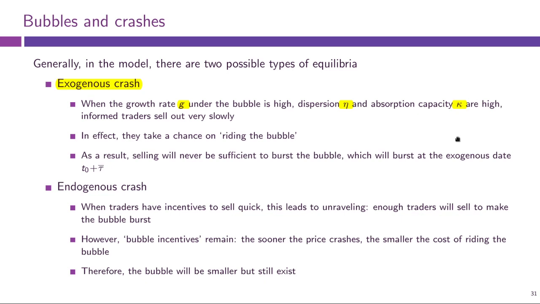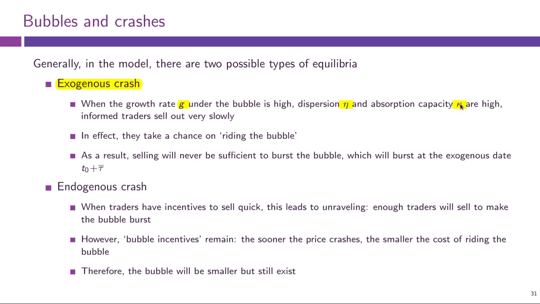Basically, all of these mean that there is a lot of profit to riding the bubble, and the risk is relatively low. So high g means that the price is growing really quickly, so there is a lot of profit in just delaying your trade by a little bit. Eta means that there is lower risk that somebody will trade before you and pop the bubble.